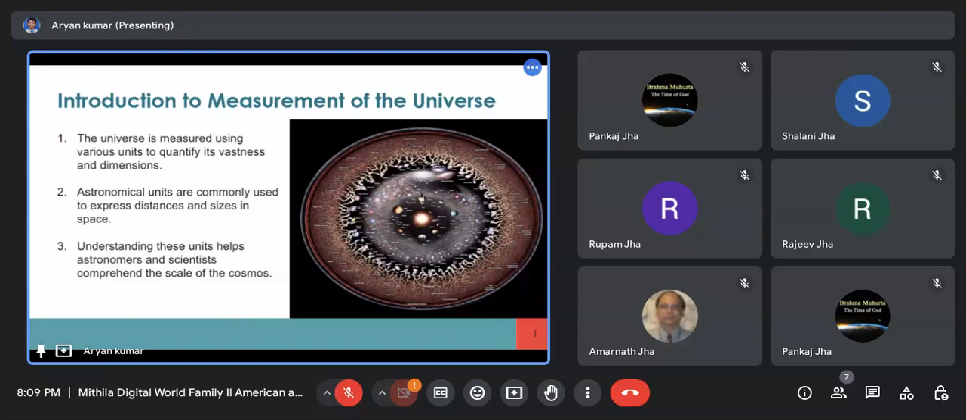So, sir, in this slide we are talking about the significance of measurements in the universe. These measurements quantify the vastness and dimensions of our universe.